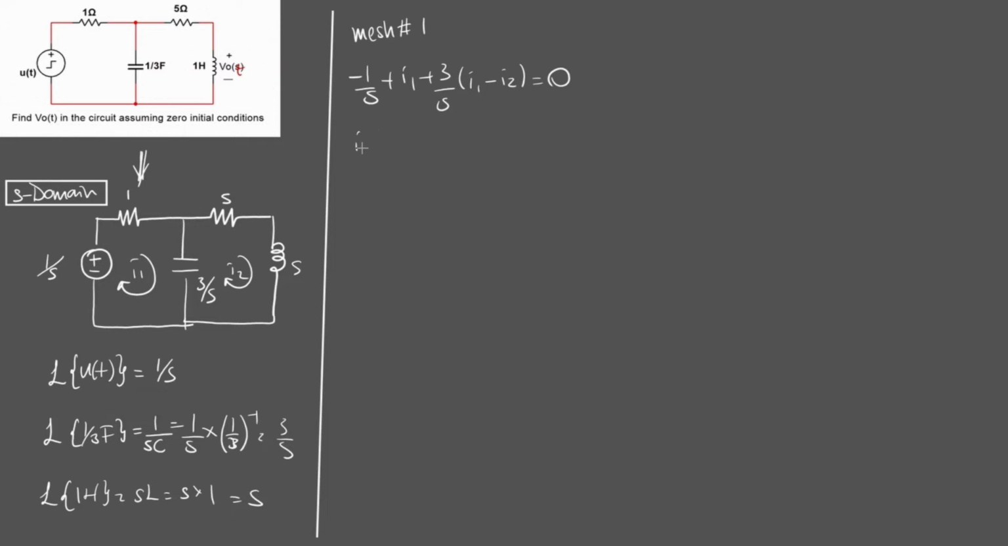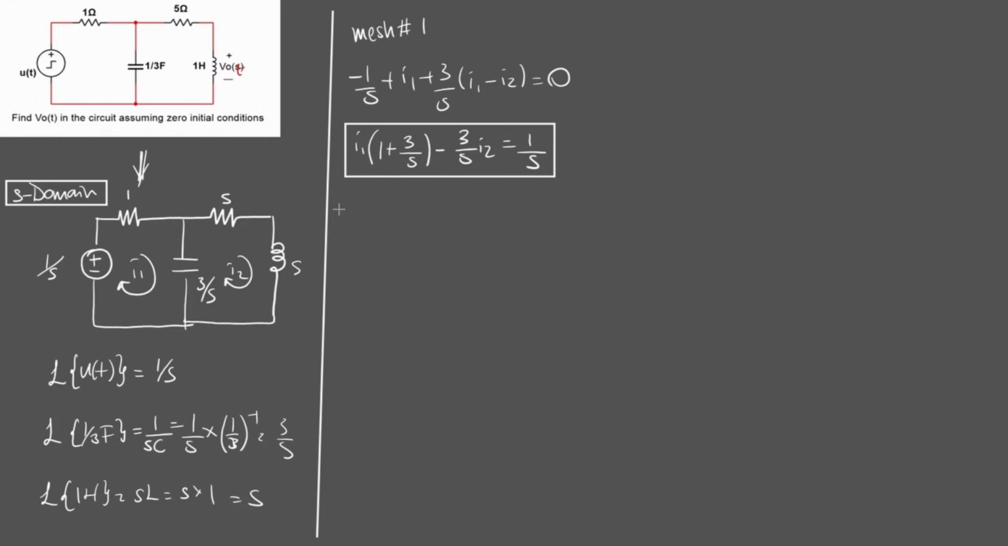That's going to be I1 times (1 plus 3/s) minus 3/s times I2 equals 1/s. This is beautiful and elegant. This is where we stop for mesh 1.